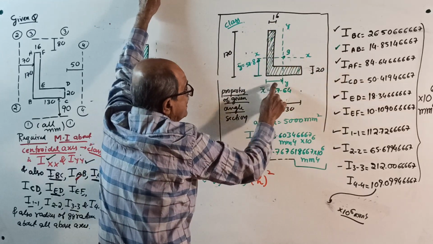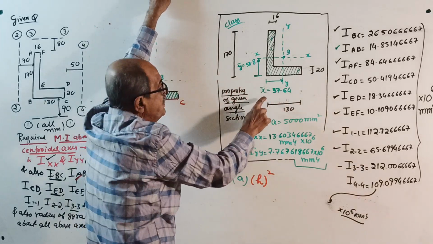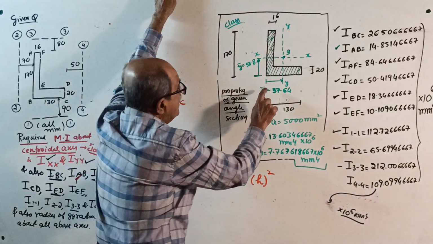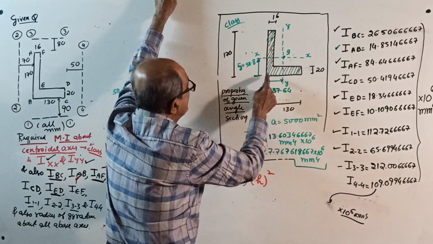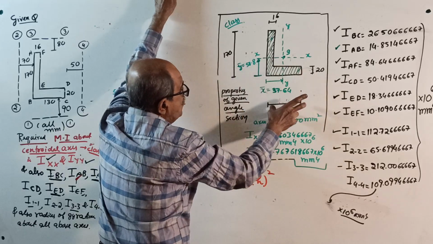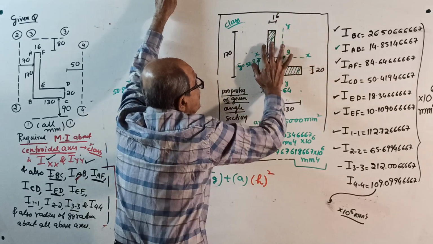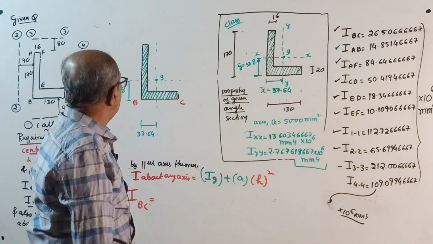We got this X bar. See, I am using green color. These are properties of the given angle section. X bar we got 37.64 from here. This is 50.8, 130 by 170, 16, 10, 20. Complete compact one angle. Now do one thing. Start.